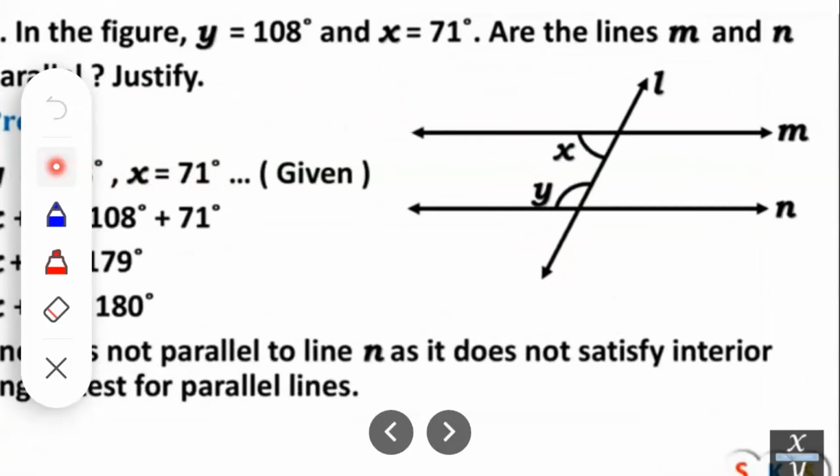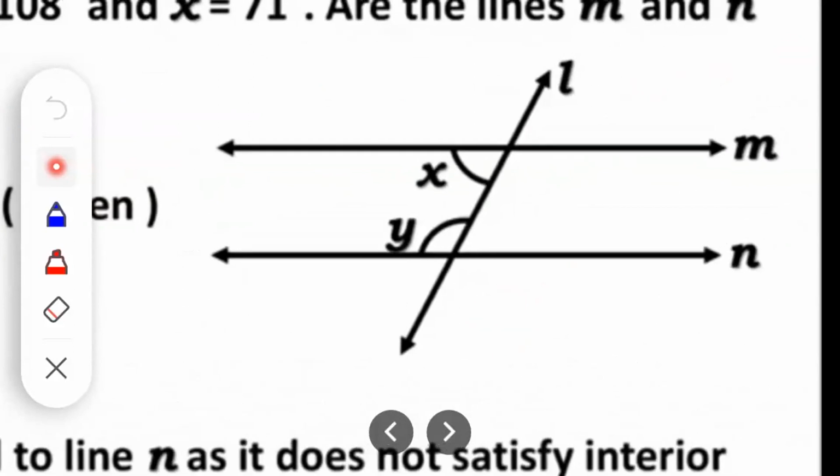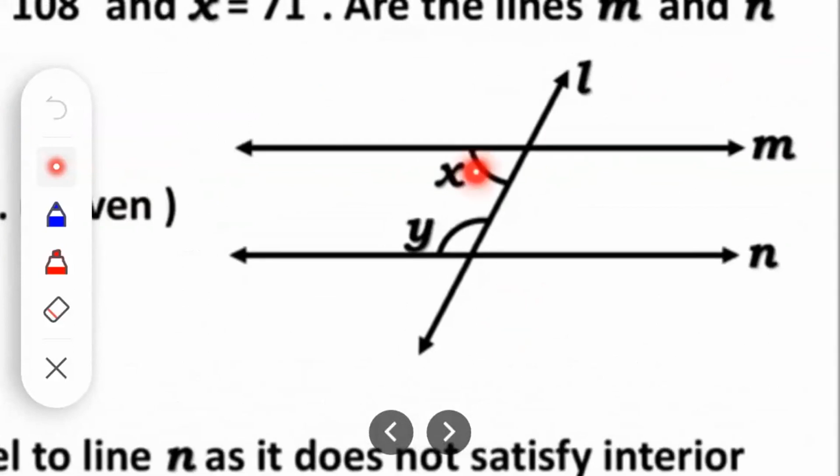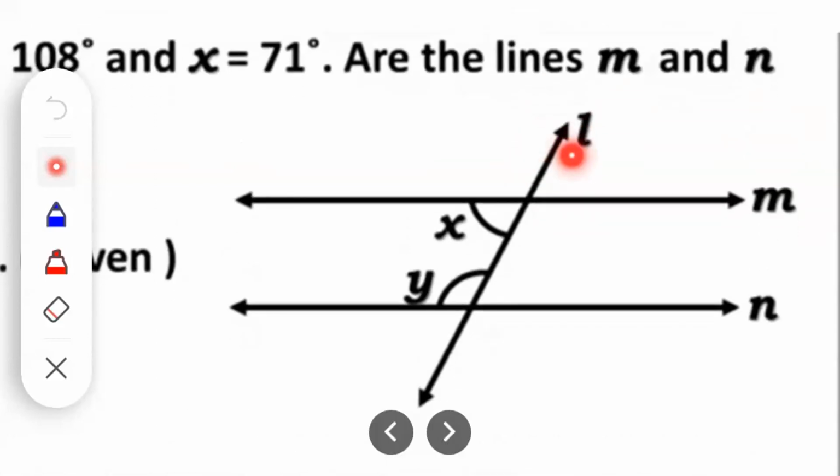Again recall the properties: the angles formed within two lines and their transversal are interior angles. This is the transversal. These are two lines. We don't know whether those are parallel or not. We have to find it out. If those are two lines and that is their transversal, the angles formed within those two parallel lines are interior angles. And we know the property, the interior angles are supplementary, means they together measure 180 degrees.